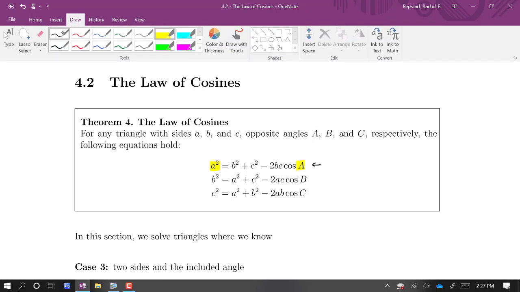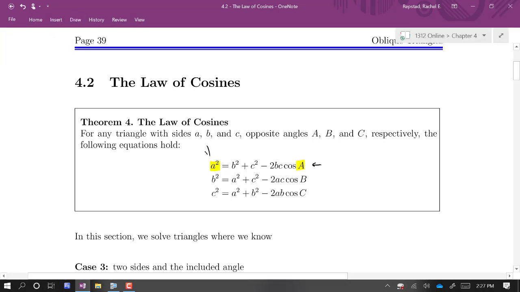Notice that the side that is by itself on the left side of the equation corresponds to the angle that's used in that equation. And that's basically the relationship. You'll notice it looks awfully similar. It's very close to the Pythagorean theorem. In fact, you could think of the Pythagorean theorem as a special case of the law of cosines where the angle is 90 degrees.